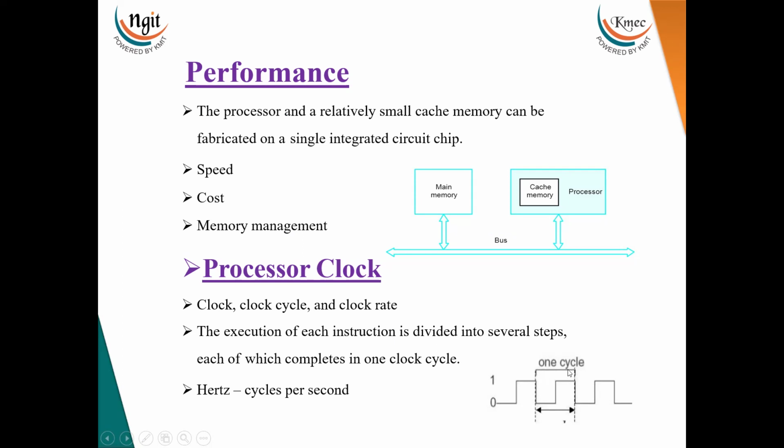This length is represented by P, and the reciprocal of this clock cycle is called the clock rate. This clock rate is represented by capital R, and the unit for that is hertz. So this clock rate we can also call the frequency. And each and every instruction will be divided into some basic steps. Each basic step will be executed in a single clock cycle.